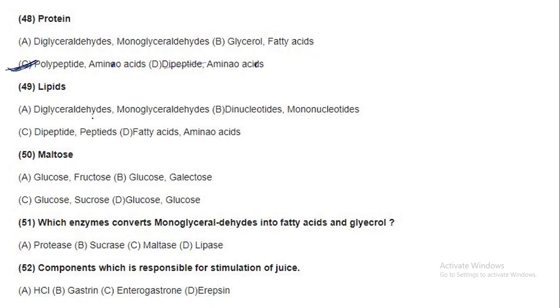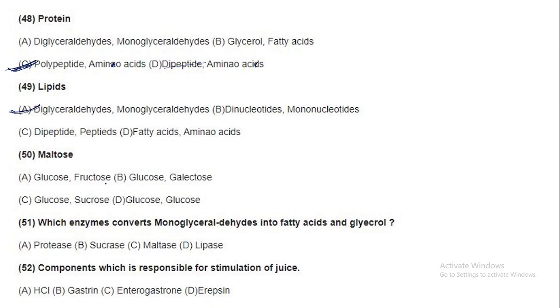Yeah. Lipids: diglyceraldehyde, monoglyceraldehyde, dinucleotides, mononucleotides, dipeptides, peptides, fatty acids, amino acids. So glyceride, wherever glyceraldehyde comes, it refers to lipids.